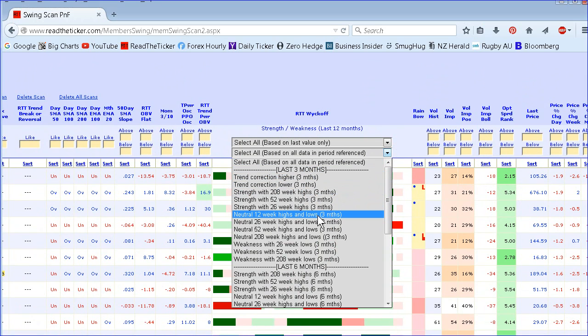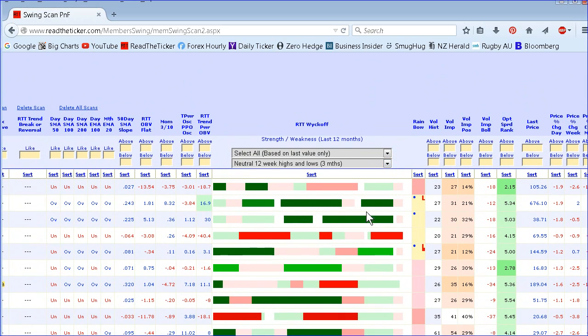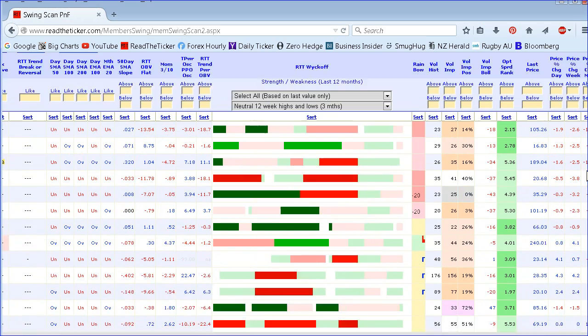I'm going to choose neutral 12-week highs and lows. That basically means that any high in the last 12 weeks hasn't been that great. What do we get here? So, scanning. Oh, okay, it's already finished.